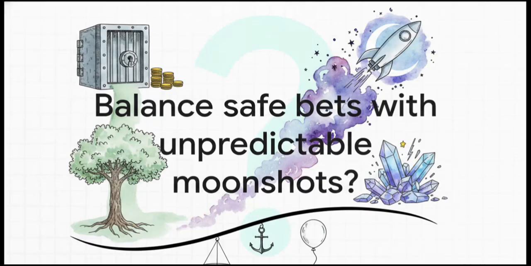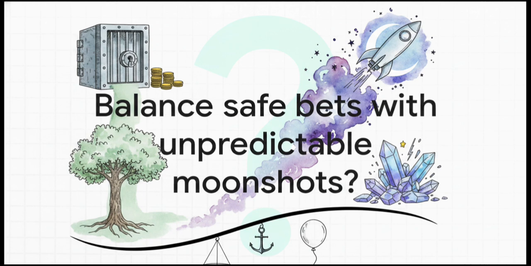Picture this. You're a manager, and you've got to allocate a budget across different business projects. You've only got a finite amount of money, right? So do you put everything into one safe, boring initiative that pretty much guarantees a modest return? Or do you risk it all on a highly volatile moonshot that could totally make your year, but could also completely flop? It's a classic resource allocation problem.